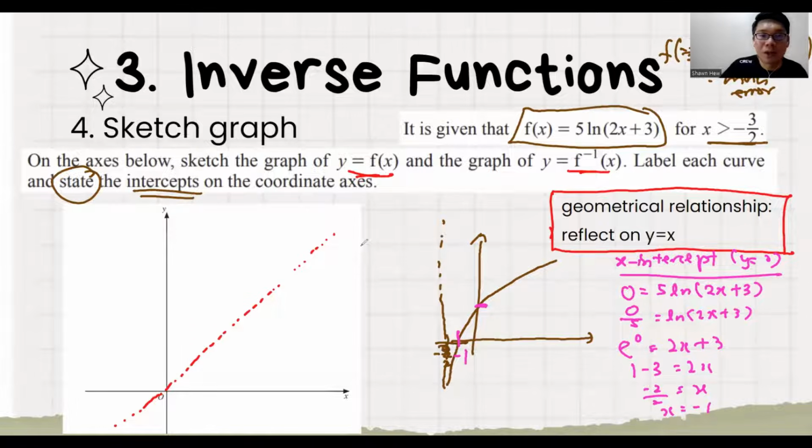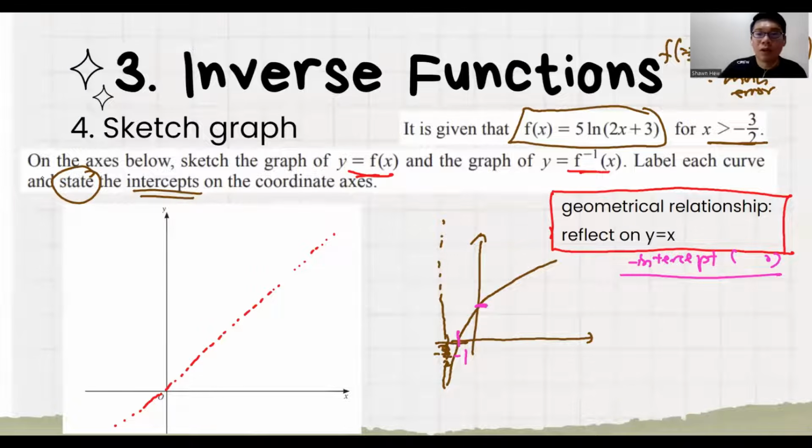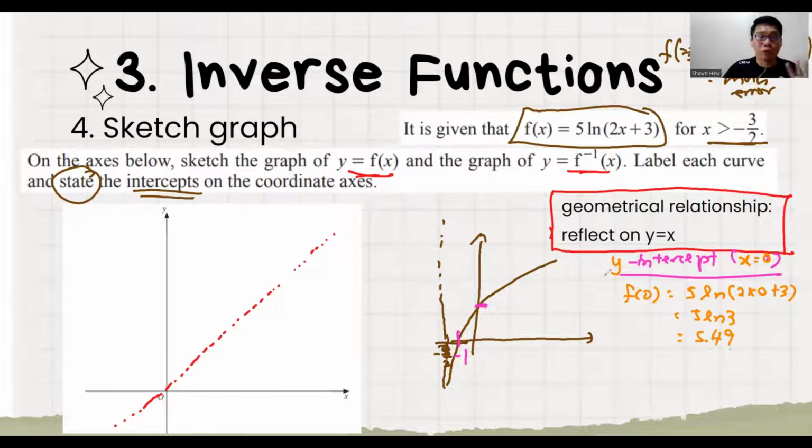Next, we find what is our y-intercept. I erase here. So to find the y-intercept, x equals 0. f(0) equals 5 ln 3. And then if you key in the calculator, you find that it's 5.49. So you already know what the x-intercept and y-intercept are. Then you can put your figure into your answering part.